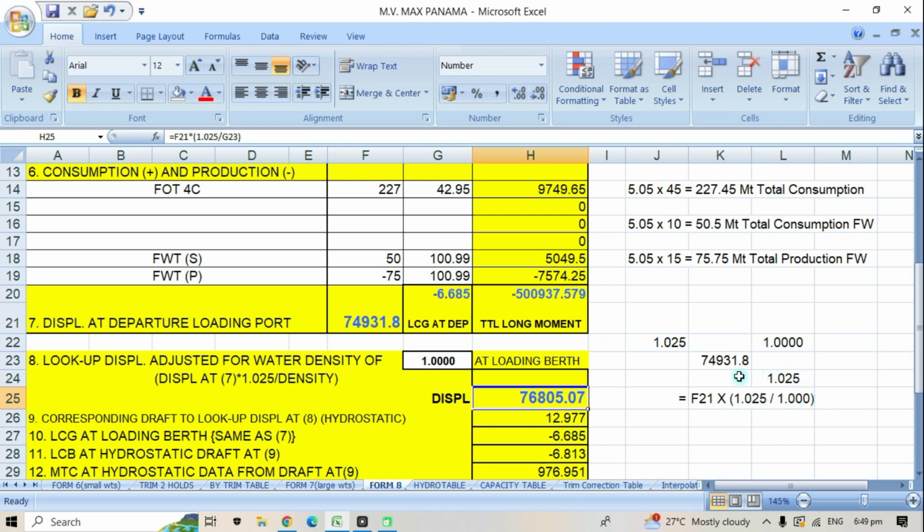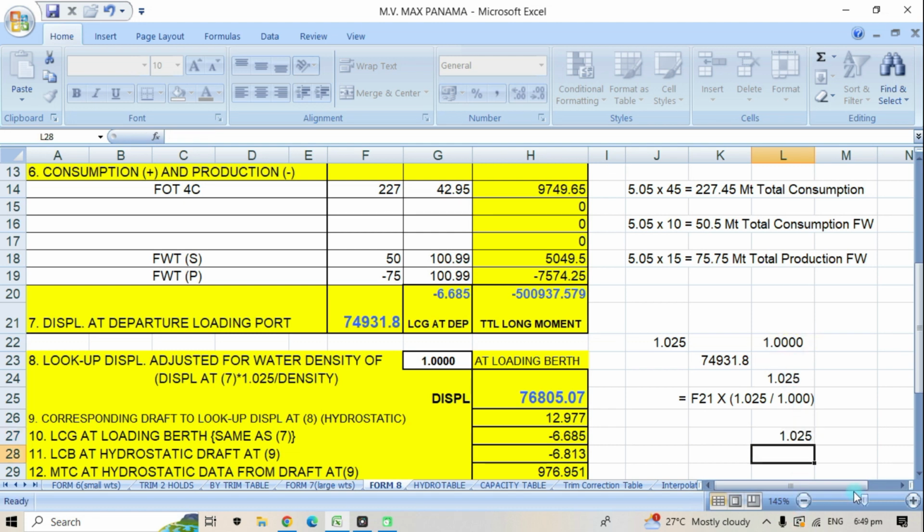So first we use this one. So that will be 1.025 divided by the density, which is this one, equals 1.025 divided by the density of 1.00 fresh water will be 1.025. Okay. The answer to this one is 1.025 times the displacement.